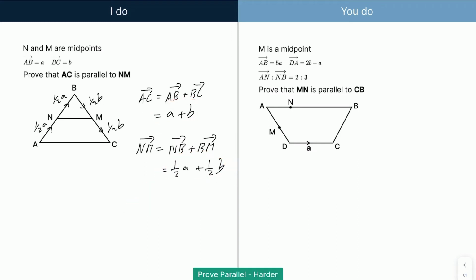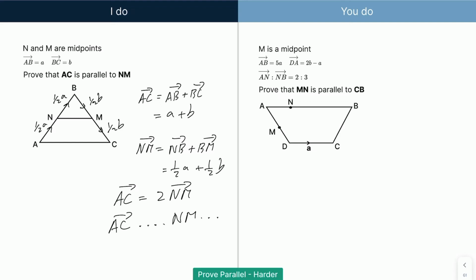So we can then say that AC is equal to 2 times NM. And they are now multiples of each other. And then you would write a statement that says AC is a multiple of NM, and therefore they are parallel. We've proved that they're multiples, which is proof that they're parallel. So again, hopefully press pause and add a correct example on the right.